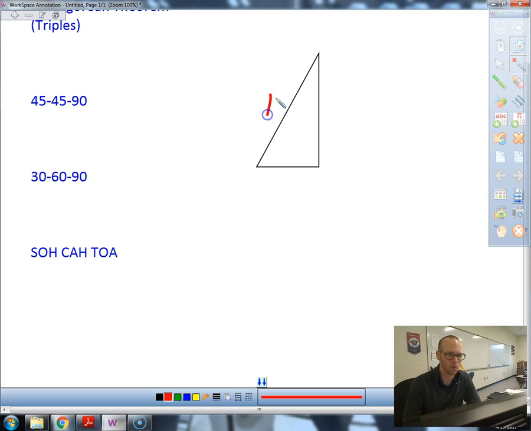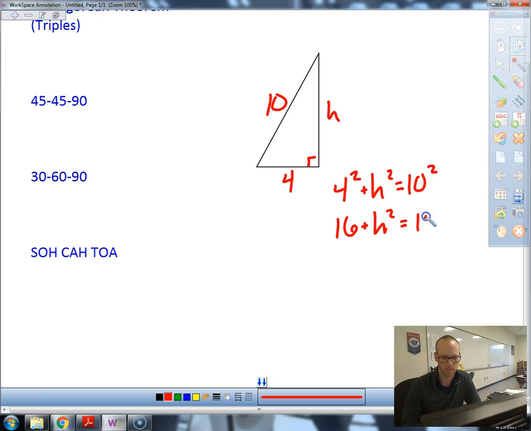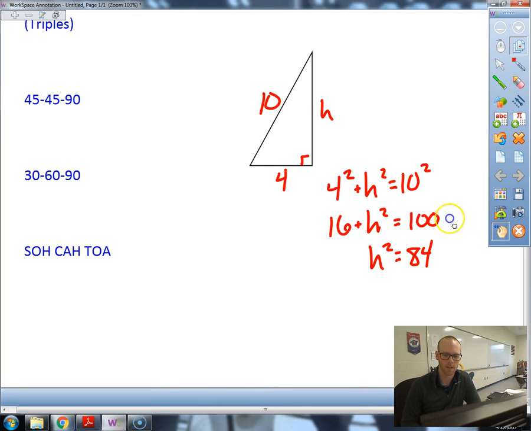Let's go 10 here. Let's go 4 there. This is my right triangle. Well, I'm missing the height on this one. How am I going to find that height? I don't know it's a 45-45-90. I don't know it's a 30-60-90. I don't have an acute angle to use SOHCAHTOA. This is a Pythagorean situation here. So let me just call this h for height. I've got 4 squared plus h squared equals 10 squared. That's 16. That's 100. Okay. h squared is 84.